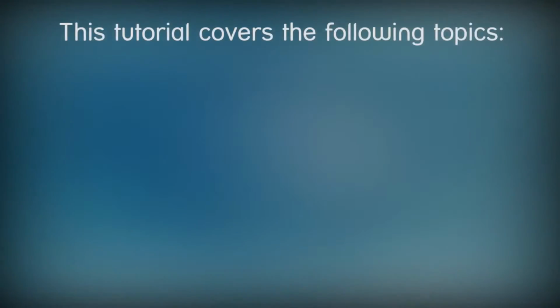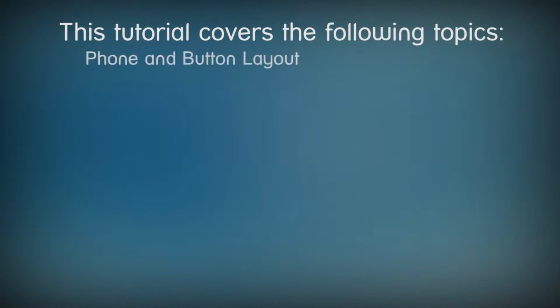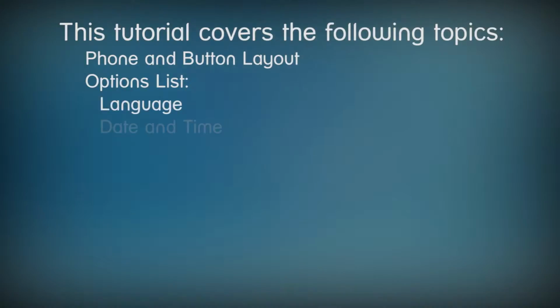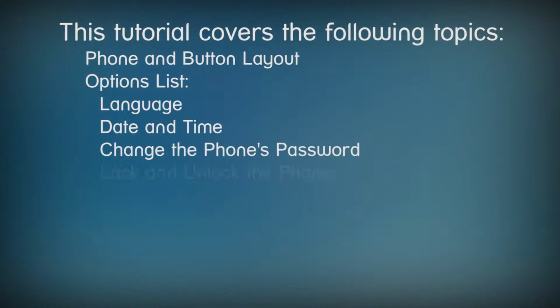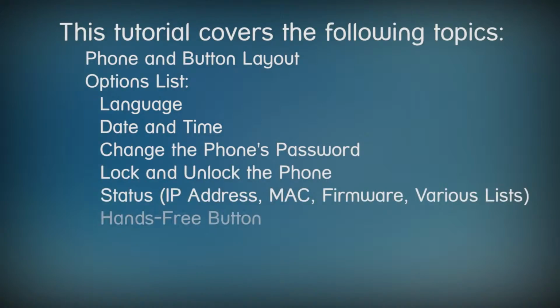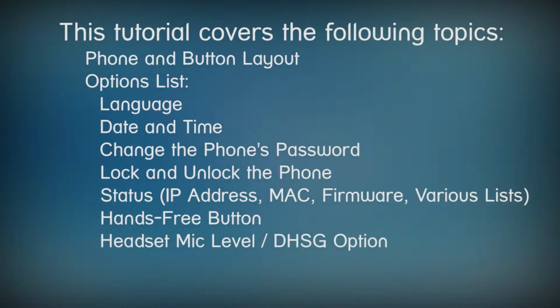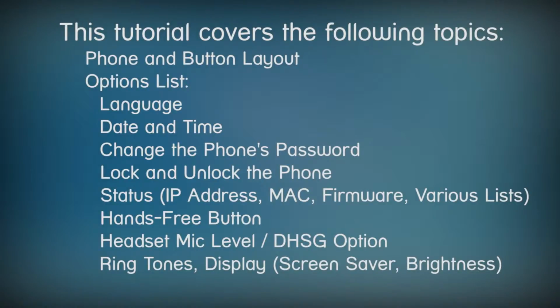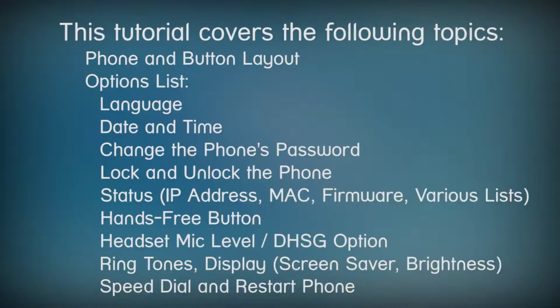In this tutorial, I'll cover the following topics. We'll take a quick look at the layout of the phone. Then we'll go through a series of options where you can choose a language, modify how the date and time are displayed, change the phone's password, lock and unlock the phone, check the status of the phone, define how the hands-free button works, adjust the headset microphone level, select DHSG, select a ringtone, change the screensaver and brightness settings, set up speed dial, and restart the phone.